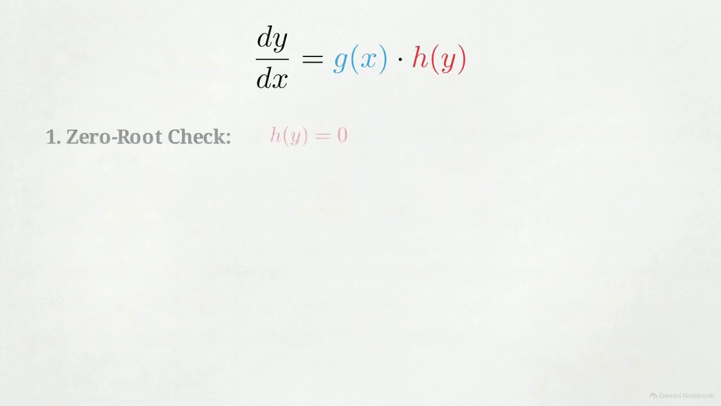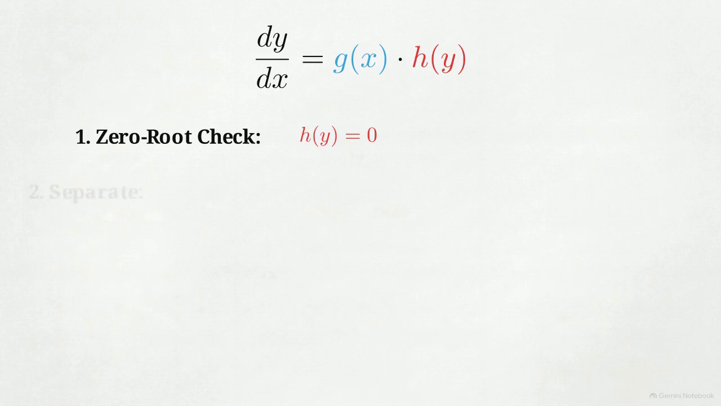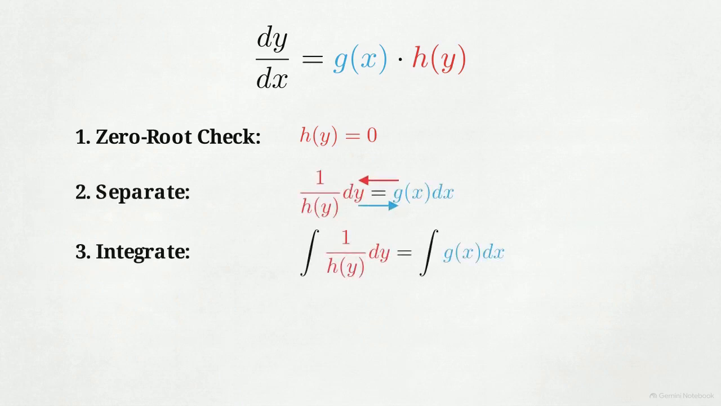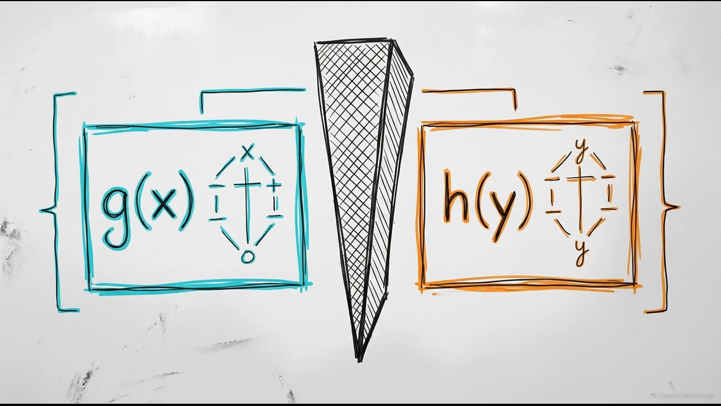Solving this follows a strict four-step sequence. First, check the y function for zero roots. Second, separate the variables. Third, integrate both sides. And fourth, isolate y to determine the final function. Recognizing this multiplication structure transforms a complex differential relationship into a predictable sequence of algebraic isolation and standard integration.